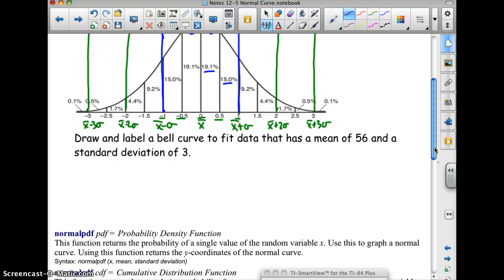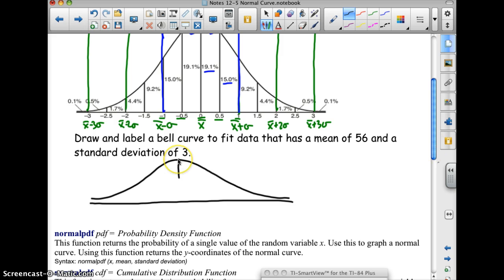So when I do this, I'm going to just sketch a normal bell curve. And it's not art class, just do the best you can and make it go up like this. And then right here in the middle where this curve is at its highest, that's where the mean goes. Well, this time my mean is 56. So I'm going to put 56 there, okay?